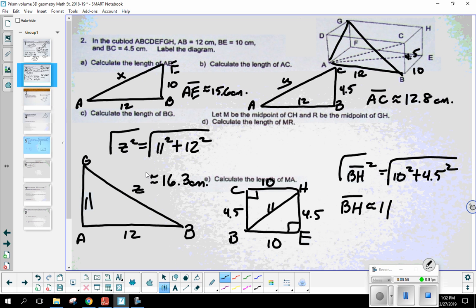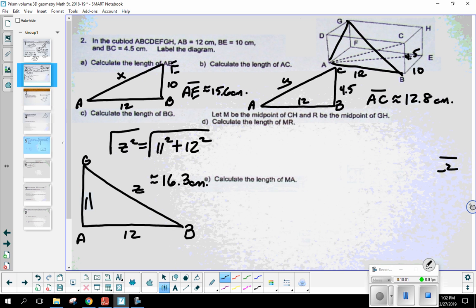Okay. And D. Let me remove this over here so I can actually have some work. It says let M be the midpoint of CH. Let me come back up here to my diagram. I'm going to put M right there. And then it says R is going to be the midpoint of GH. So R would be right there. And then it says calculate the length of MR. So this one right here.